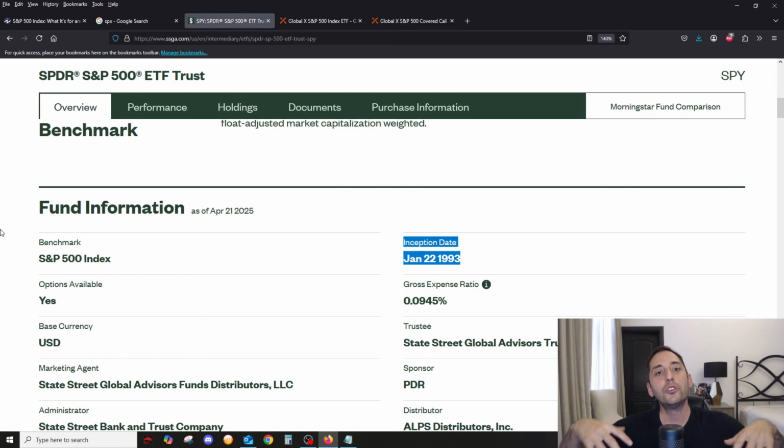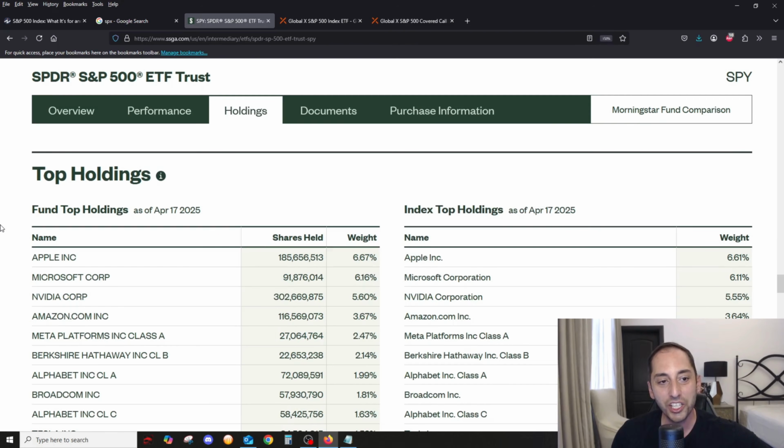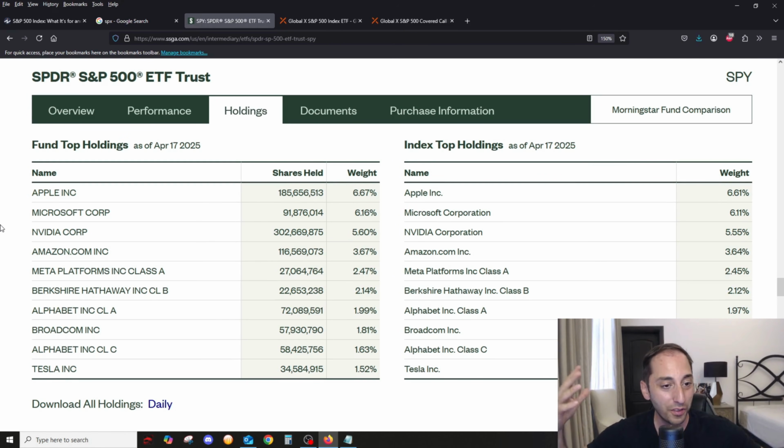So when you're investing in, let's say, an ETF or something like this that is trying to track the S&P 500, what companies are you actually investing in? Well, if you go to holdings, you'll actually see the top 10 stocks. A lot of you are going to recognize a lot of these companies. We've all heard of them. So here are the top 10 fund holdings. You have Apple, which is the biggest at 6.67%.